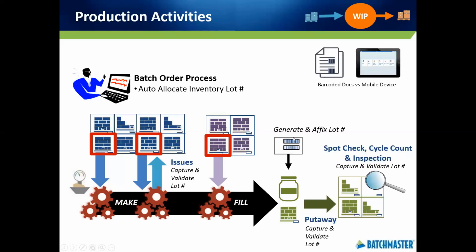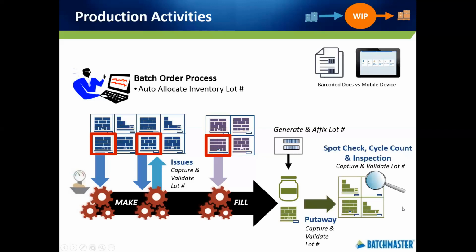We can then go ahead and generate and affix a product label to that as well. And that will have a lot number. And that lot number is an internally generated lot number for that finished good. And we will then issue a number of put away tasks, and that could be on a barcoded document. And it will also be available to execute on the mobile device. And we'll go ahead and capture and validate that lot number information as we pick it up and put it away into the designated storage locations.